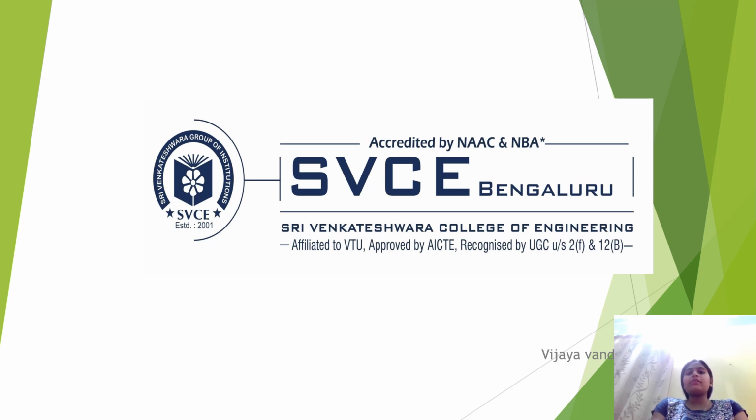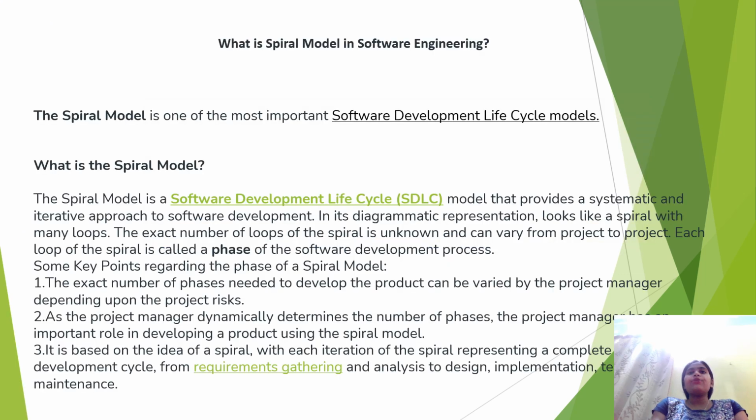Today I am going to discuss software engineering. Today's topic will be the spiral model in software engineering. First, let's see the definition of the spiral model. The spiral model is one of the most important software development life cycle models.